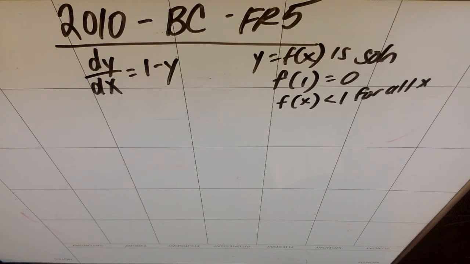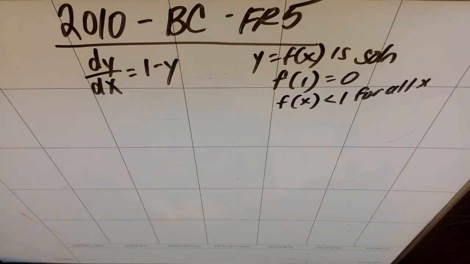We're going to continue with AP review. This is 2010 BC free response number 5. Consider the differential equation dy/dx equals 1 minus y. Let y equals f of x be the particular solution to this differential equation with the initial condition f of 1 equals 0. For this particular solution, f of x is less than 1 for all values of x.